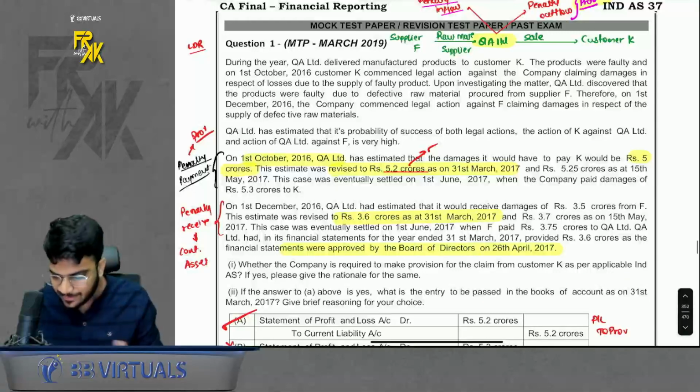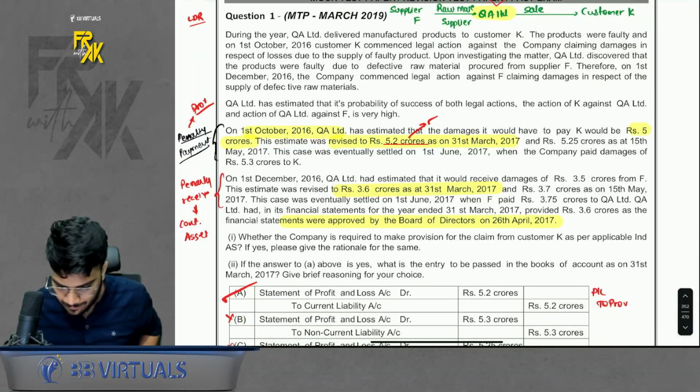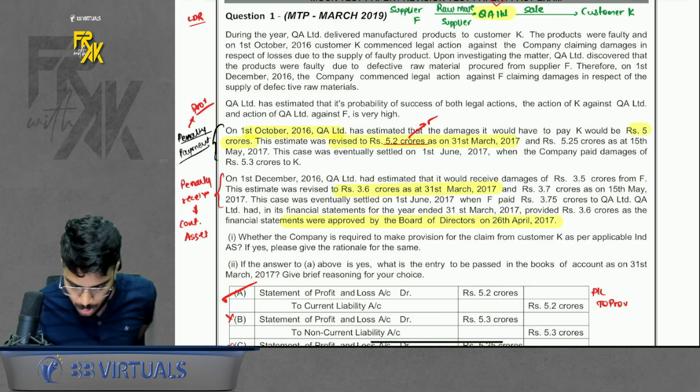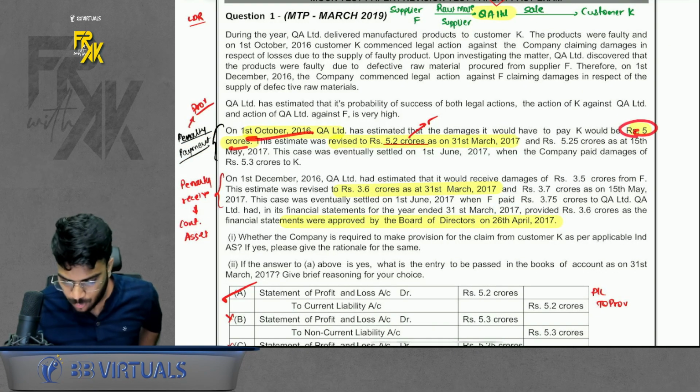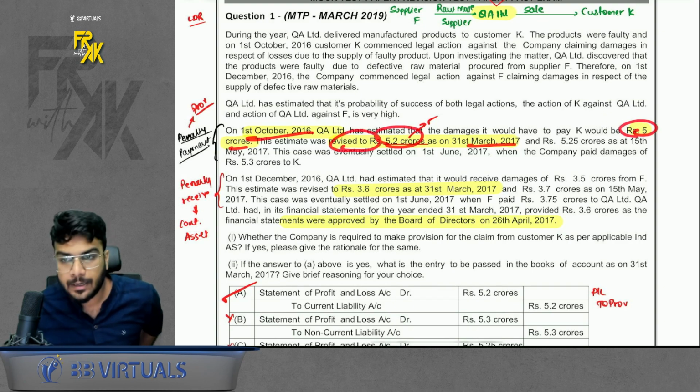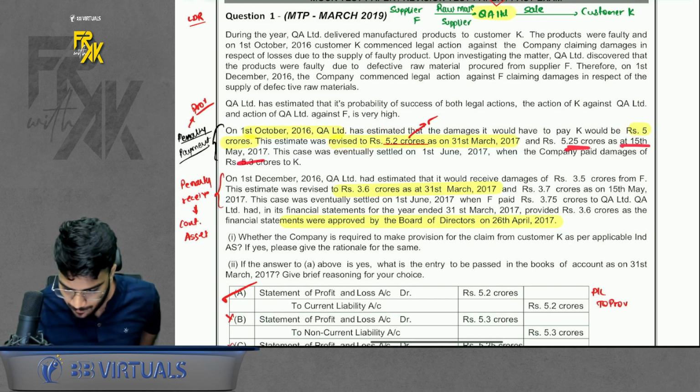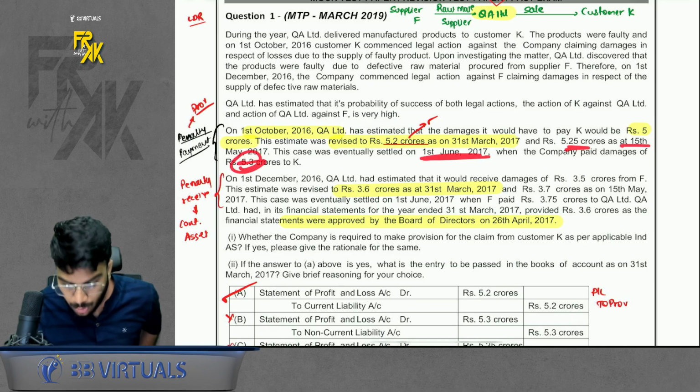Now, there are many things asked in this question. I will just give an overview of the same. So first, let's talk about the penalty payment which you have to pay. Provision of 5 CR is estimated on 1st October. It was revised to 5.2 at year end. Then 5.25 on 15th May, and on 1st June it turned out to be 5.3.